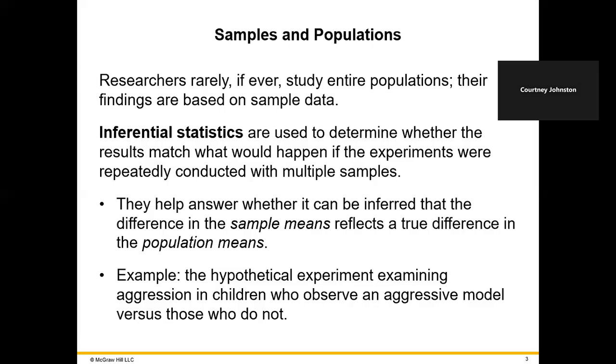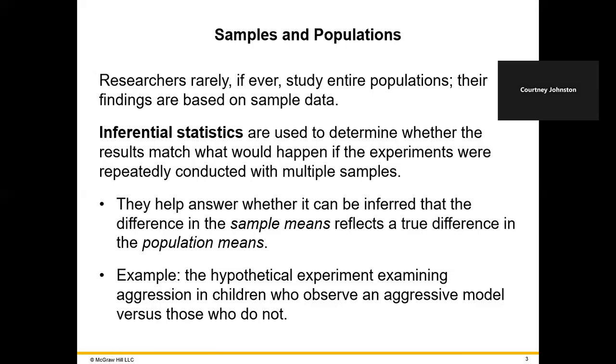We rarely study entire populations, so our findings are going to be based on sample data. So again, if your population is 1,000 people, you may not be able to study all of them, so maybe you study 100 of them. That's the difference between a sample and a population. And we use inferential statistics to determine whether the results match what would happen if the experiments were repeatedly conducted with multiple samples, which is going to enhance generalizability.